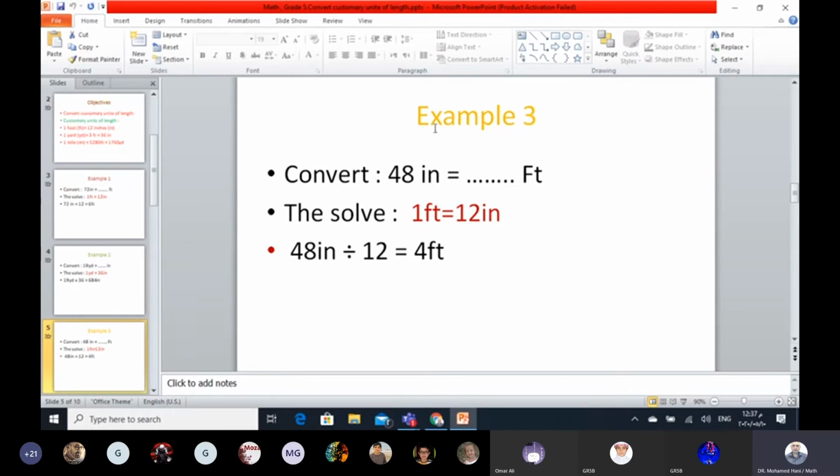Example 3. The question here: convert 48 inches to the feet. Now, the rule said each 1 foot equals 12 inch. So foot is greater than inch. So here I want to convert from small unit to the big unit, so here divide. 48 divided by 12 will be 4 feet.